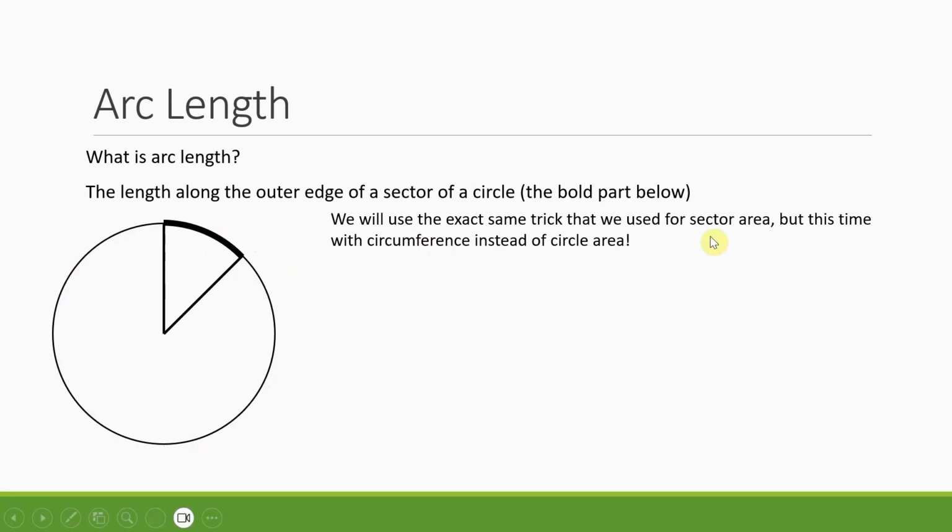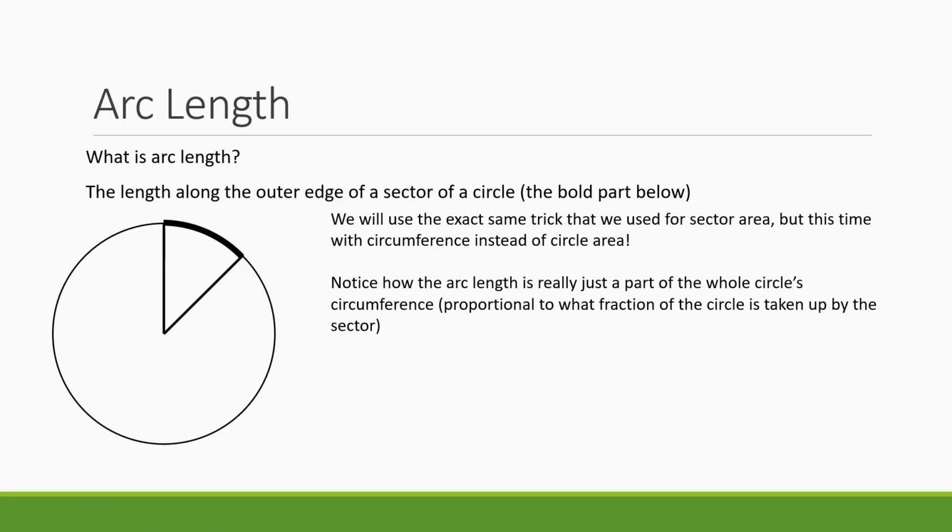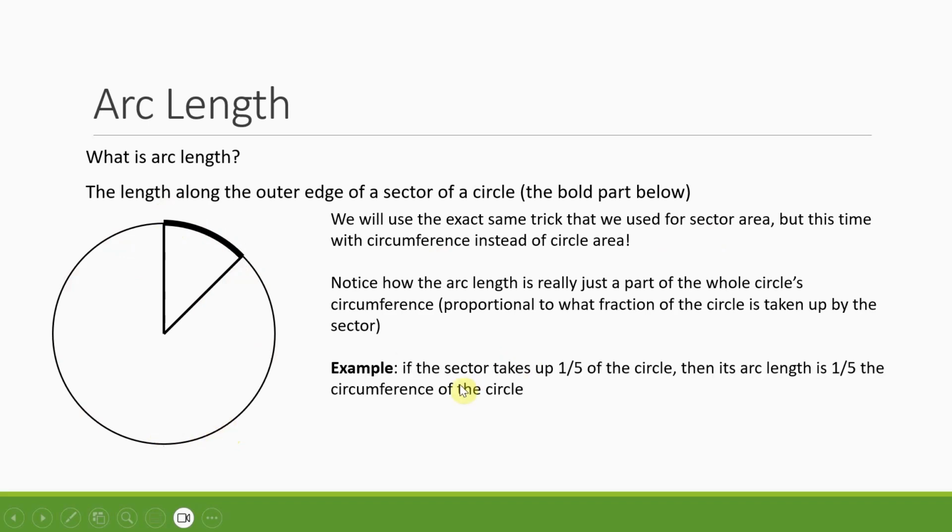We're going to do the exact same trick that we did with sector area, but this time I'm going to use circumference instead of circle area, because arc length is, again, just a part of the entire circle's circumference. So whatever fraction of the circle my sector is taking up, well, the arc length is going to be that same fraction of the whole circle's circumference. So we'll use the same example as before, with the sector being 1/5 of the circle. Then its arc length is going to be 1/5 of the circumference of that circle.